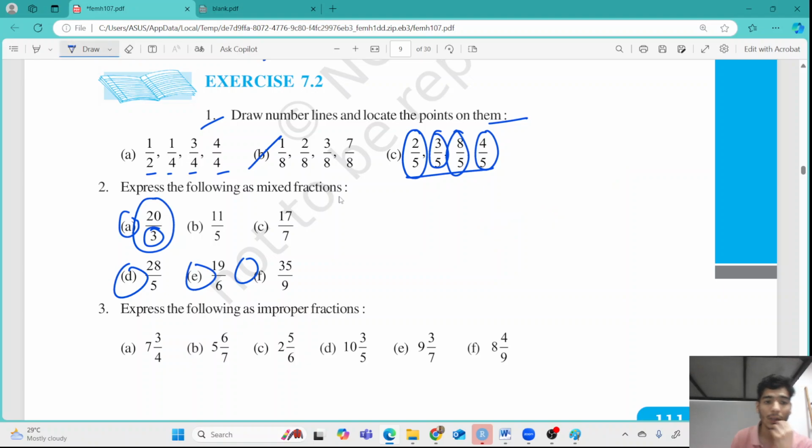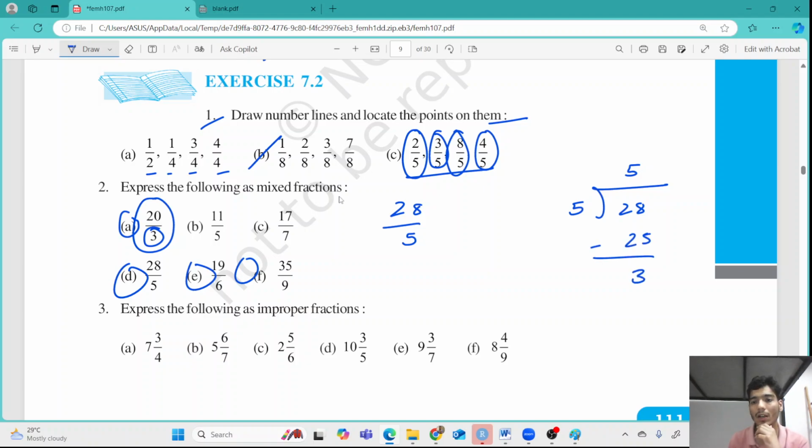And now I'll solve 28/5. So 28 will come inside, 5 will come outside. 5 5s are 25, and now 3 are left, है ना? So what it will become is 5 will come as denominator, 5 I'm multiplying, and 3 remainder will come on top. So it is 5 3/5.